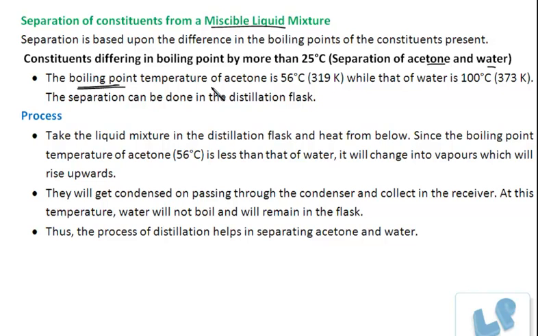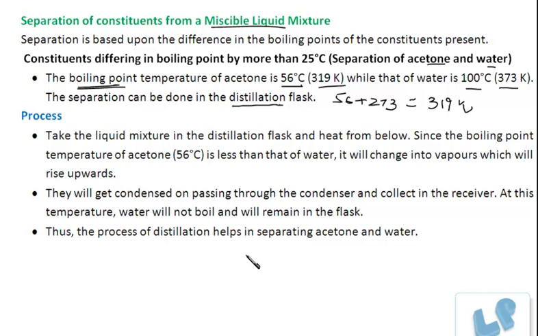The boiling point temperature of acetone is 56 degrees centigrade, that is 319 Kelvin, while that of water is 100 degrees centigrade, so 373 Kelvin. It is, say, 56 plus 273 will give what? 319 Kelvin. The separation can be done in a distillation flask. This is how fractional distillation is done. That is, at 319 Kelvin, the vapors of acetone will be collected, and at 373 Kelvin, the vapors of water will be collected. In fractional distillation, different temperatures are maintained at different levels.